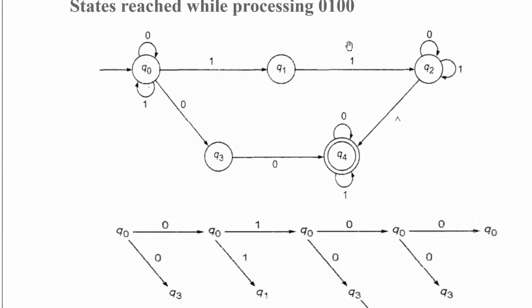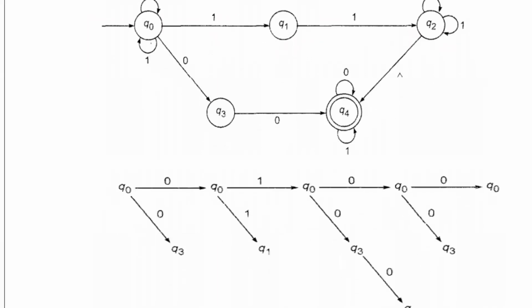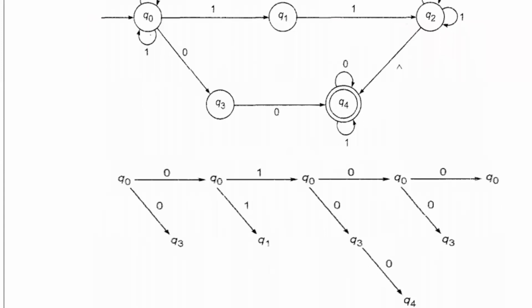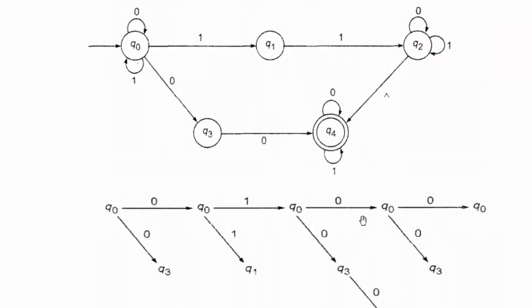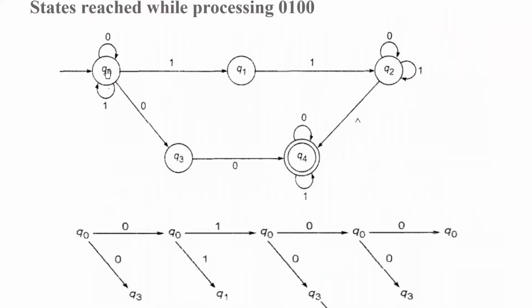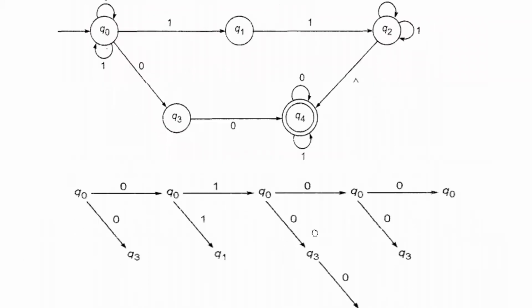The last one is that you have to give one more 0. If you give this 0 to Q3, you will reach the final state, which is Q4. But if you give this 0 to Q0, there are two further states, again Q0 and again Q3. So the final state is achieved by this path.